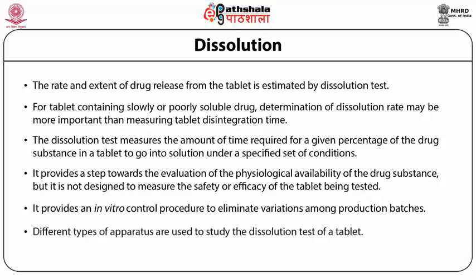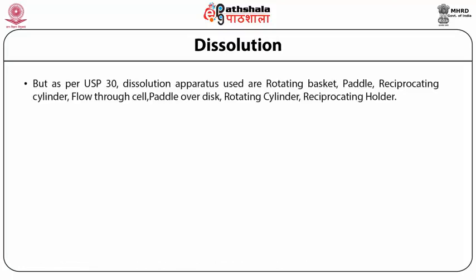Different types of apparatus are available to study the dissolution of a tablet formulation. As per Indian Pharmacopoeia, apparatus 1, which has a paddle, and apparatus 2, which has a basket, are used for the study. But as per United States Pharmacopoeia 30, the dissolution apparatus used are rotating basket type, paddle type, reciprocating cylinder, flow-through cell, paddle over disc, rotating cylinder, and the reciprocating holders.